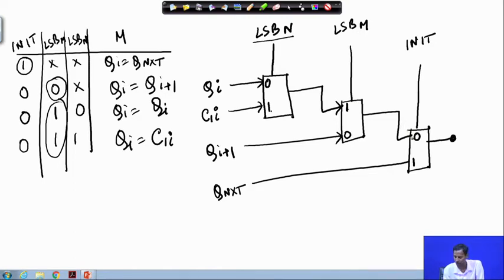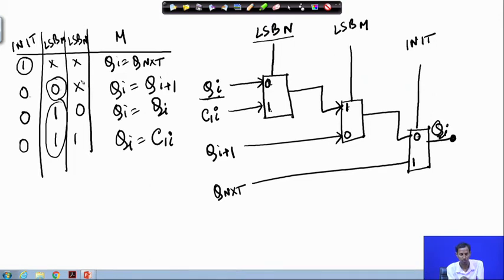So, at that time init value equals 0. If you follow from this, 0 1 0, qi equals qi. So, qi will be this. Qi means this is nothing but the qi I am considering. For 0 1 1, qi equals C1i. Then for this particular case, for 0 0 it is do not care.